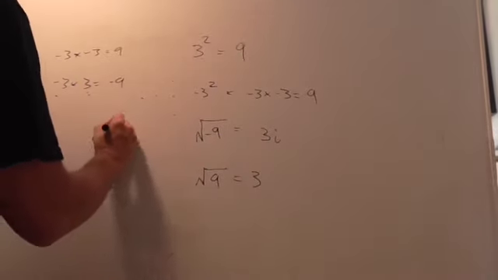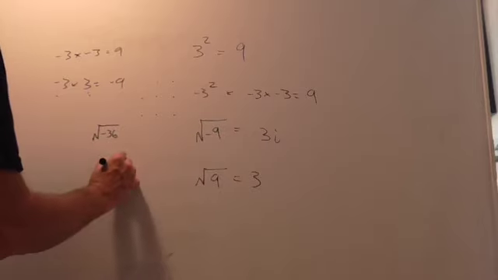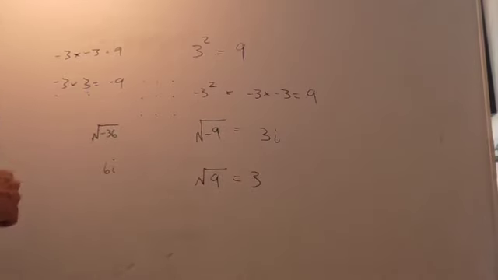If it was the square root of negative 36, for example, it would then become 6i. So 6 times 6 is 36, and you know that that's the square root of negative 36, which is 6i.